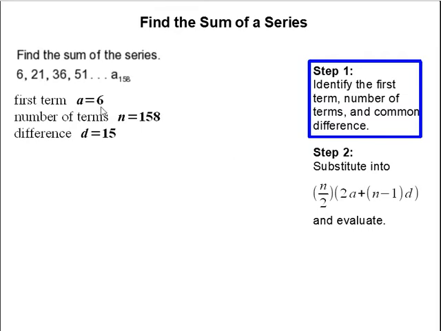The first term is 6, and we're going to use A. The number of terms is 158, and we're going to use N. Then the difference is 15, and we're going to use D.